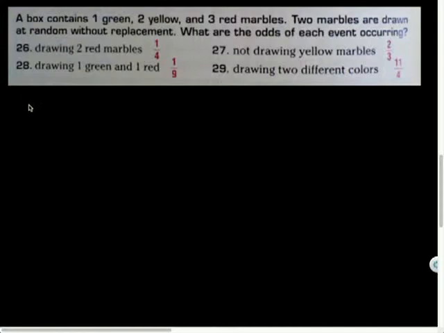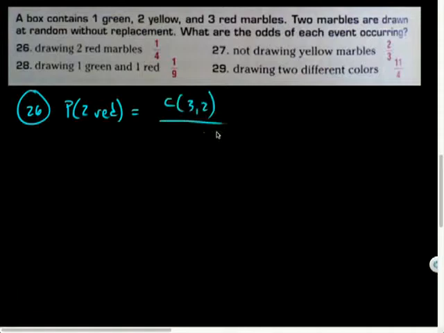I don't mind setting up, want me to just at least set up all of these? Let's set them up. Probability of drawing 2 red. Let's see, how many ways could I pick 2 red? Well, that'd be combo 3, 2 over, how many marbles were there all together? 6, is that right? So how many ways could I select 6 marbles? Calculate that out and that works out, let's see, 27. Yeah, I'll just do the setups.